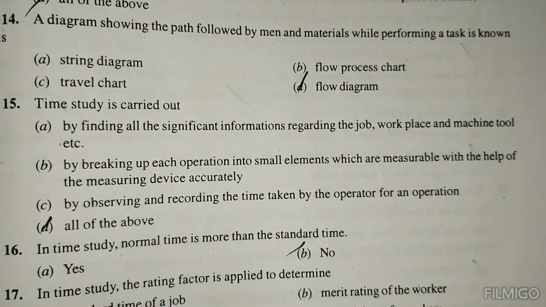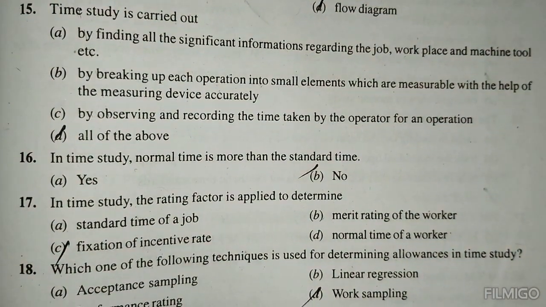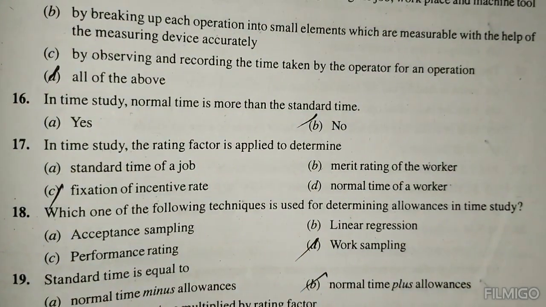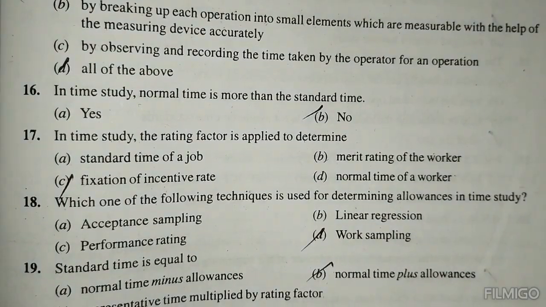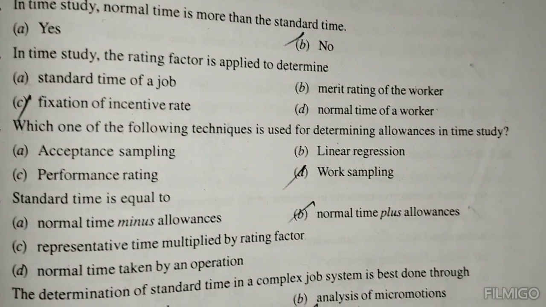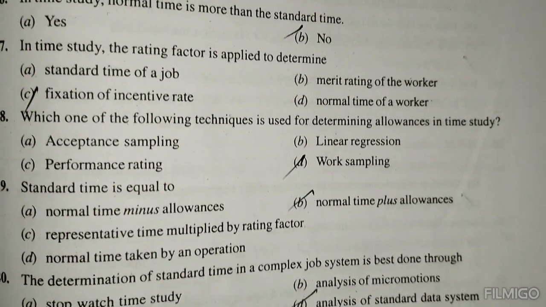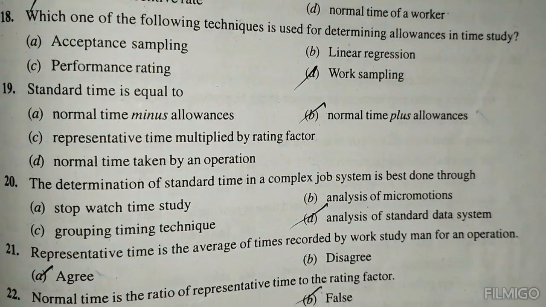Time study is carried out for all of the above. In time study, normal time is more than the standard time: no. In time study, the operating factor is applied to determine the fixation of incentive rate. Which one of the following techniques is used for determining allowances in time study? Work sampling. Standard time is equal to normal time plus allowances.